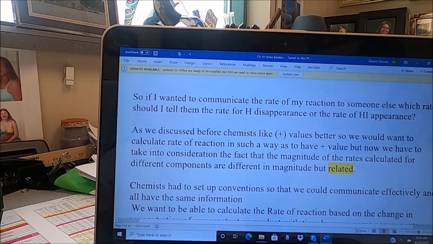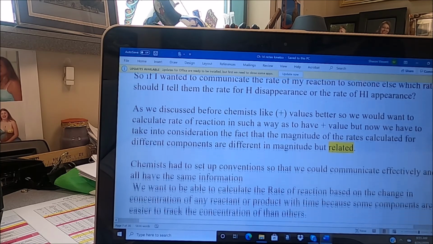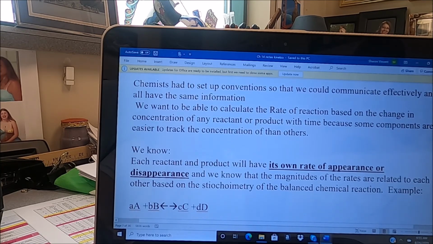So, if I want to communicate to somebody else the rate of my reaction, what do I tell them? The rate of hydrogen, the rate of iodine, the rate of change of hydrogen, the rate of change of iodine, the rate of change of hydrogen iodide. Okay, we want positives, okay? And we want to communicate as clearly as possible. So what we're going to do is take into account the coefficients in the balanced chemical equation. Okay?